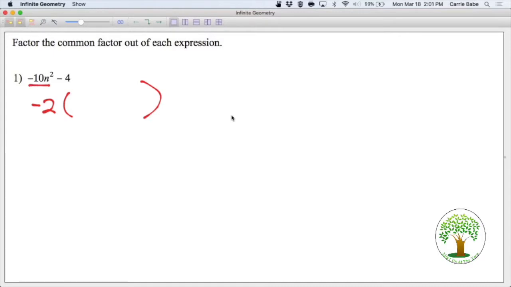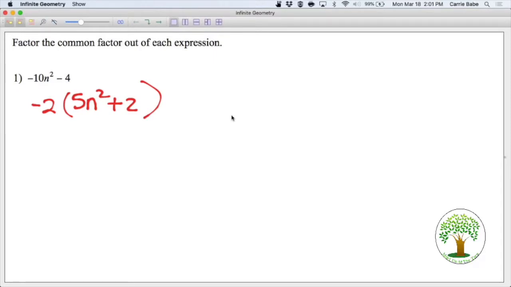So if I divided negative 10n squared by negative 2, what would be left? 5n squared. And what if I divided the negative 4 by the negative 2? What would be left? Positive 2. Now you can also look at it another way. This is the backwards of the distributive property. You could have asked yourself, negative 2 times what would equal negative 10n squared? And that would have been my 5n squared.